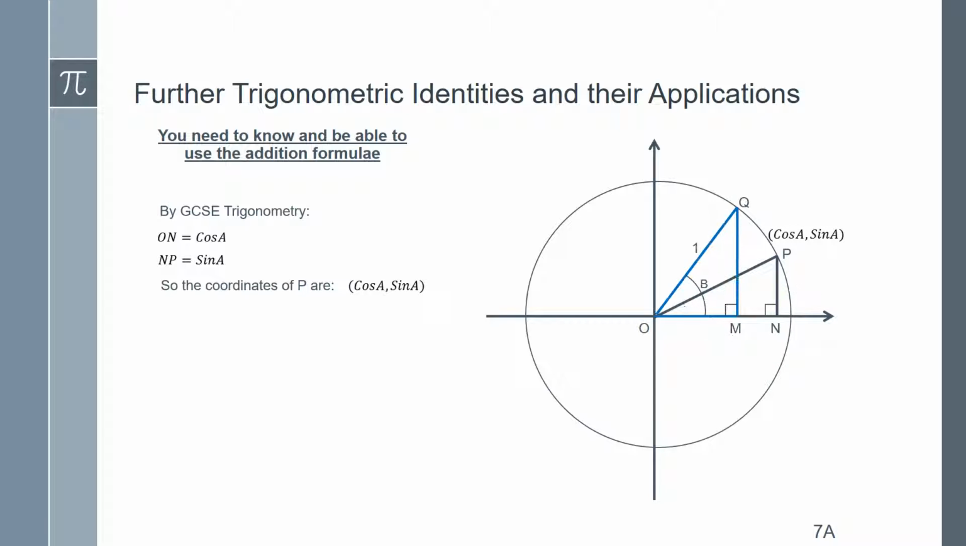Here's another point, the point Q. We can repeat the same process. We'll have angle B now, so we've got cos B, MQ is sin B, and therefore the coordinates of Q are cos B, sin B.